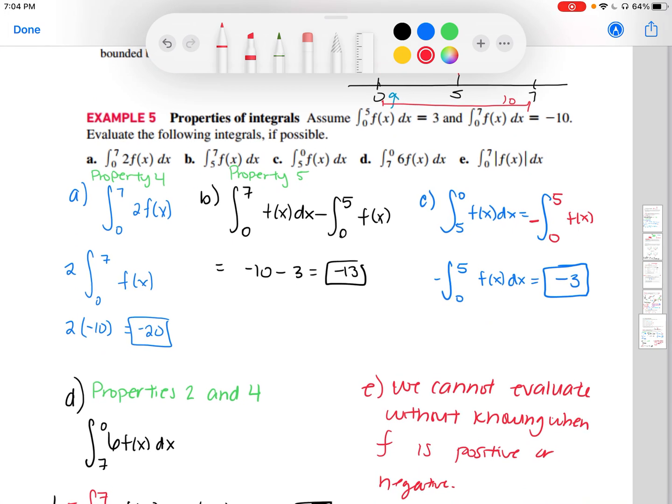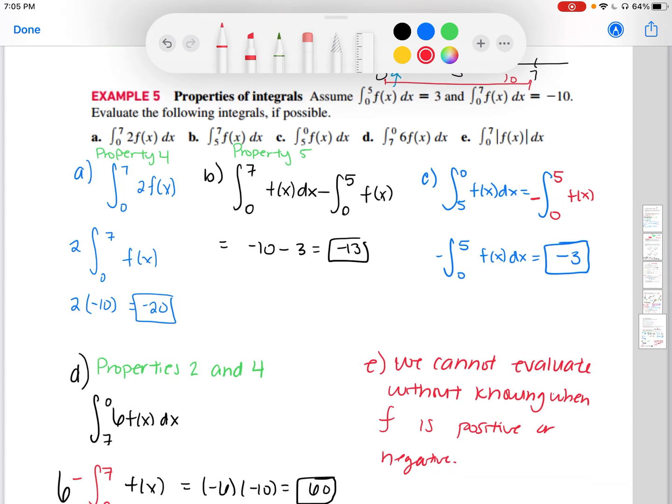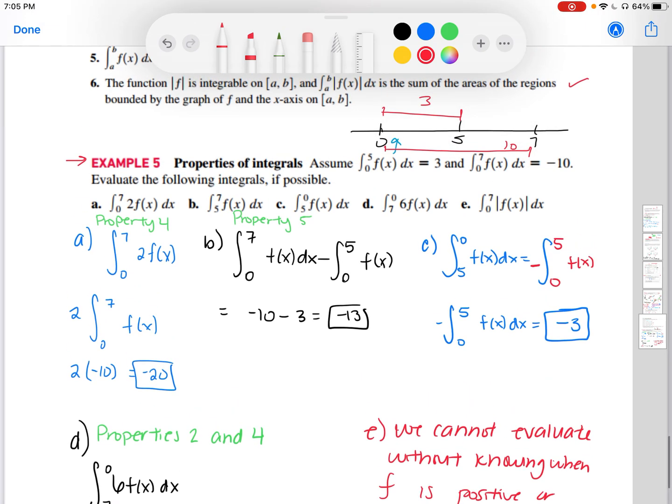So here we have an example. I'll go through A and B, but I have the other answers there too. So this is just being clever and working with some values of integrals. So assume that the integral from 5 to 0 of f of x dx equals 3, and the integral from 7 to 0 of f of x dx equals -10. Evaluate the following integrals if possible. So A is saying the integral from 7 to 0 of 2 f of x dx. So we see this constant, and according to property 4, we can go ahead and move that constant out so that we can work the integral without working with that constant.